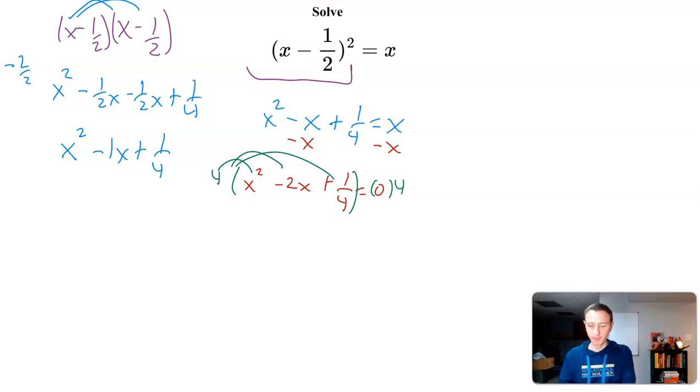The reason I'm multiplying by 4 is because I have this denominator of 4. So if I multiply everything by 4, this will become 4 over 4, which would be 1. So I've dropped out the fraction part of it. So 4 times x squared is 4x squared. 4 times negative 2x is negative 8x. Plus 4 times a fourth is 1, equal to 0.